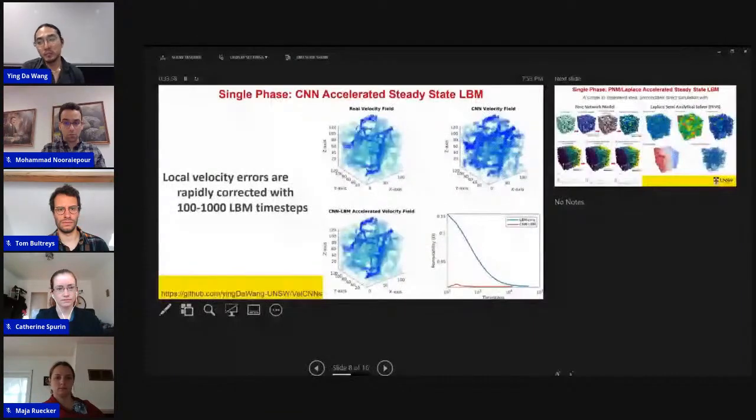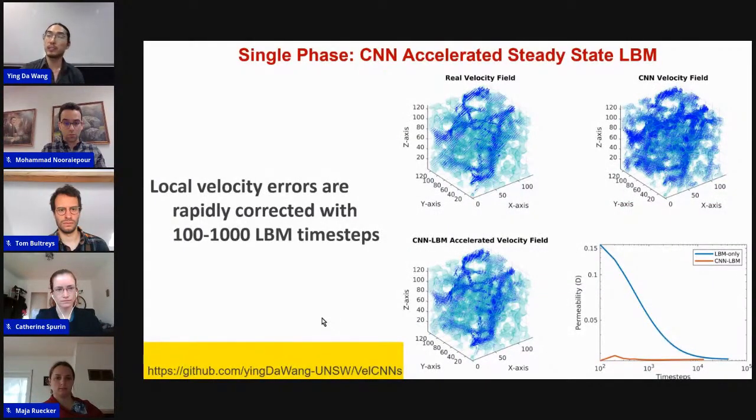But of course, much like I hypothesized, if you took your predicted velocity field and inputted that into a Lattice-Boltzmann simulation, just as an example, you would get a pretty good speed up. This tracks the permeability over the simulation time. The blue one is your standard initialization, and the orange one is your accelerated initialization, with a predictor put into it. And it corrects itself within 100 to 1,000 LBM time steps. So this is a CNN approach to this particular type of acceleration.